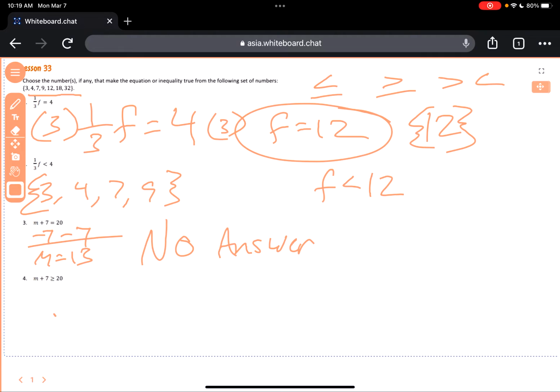Okay? Now it says m plus 7 is greater than or equal to 12. Well, we know that m is greater than or equal to 13. So what is our answer? Well, what is it? Right, only 18 and 32 are greater than or equal to 13 in our solution set. Okay?